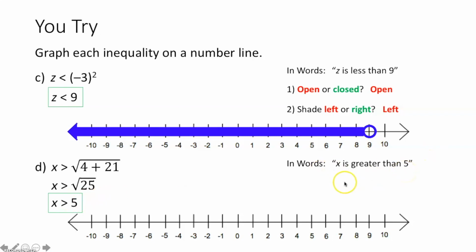Sweet. So now we get into graphing it. We're going to put an open or a closed circle at 5. Is there an equal sign underneath? No, there's no equal sign. So we're going to put an open circle at 5. So we go to 5, and we put an open circle.